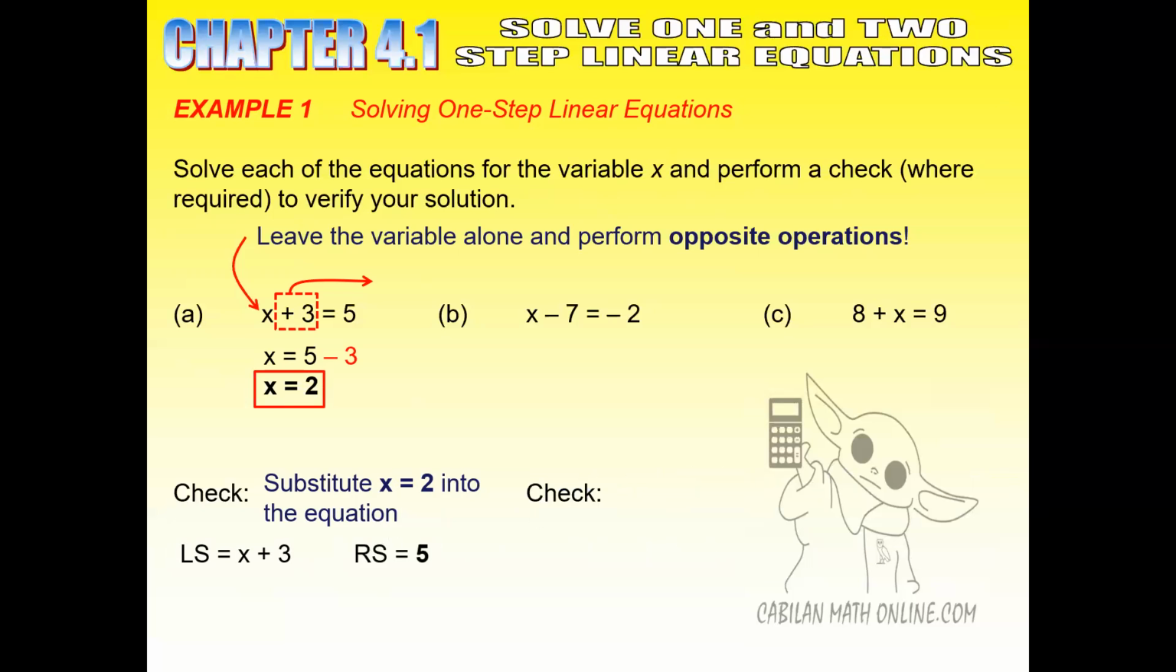All we're going to do is replace the x with 2, and that gives me 2 plus 3, which gives me 5. You notice the left side and the right side are exactly the same, so that tells us that our answer is indeed correct.